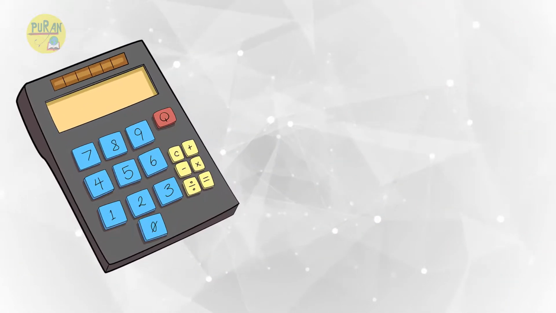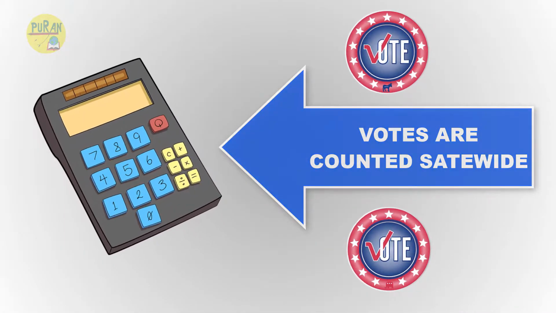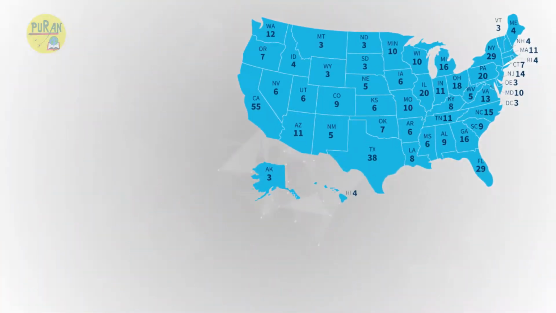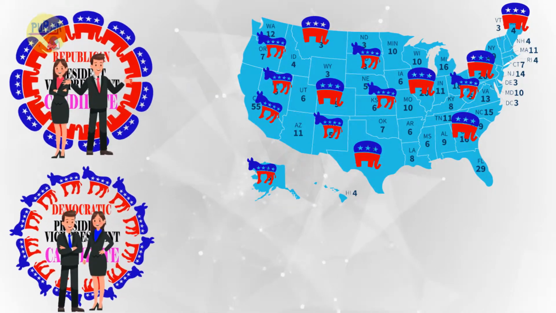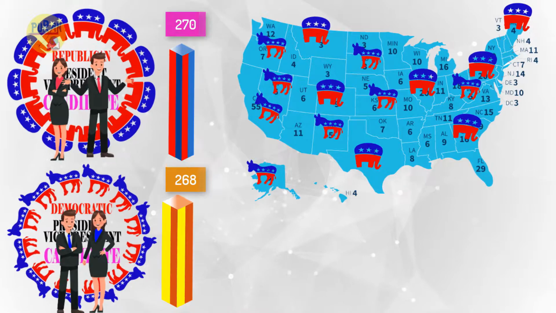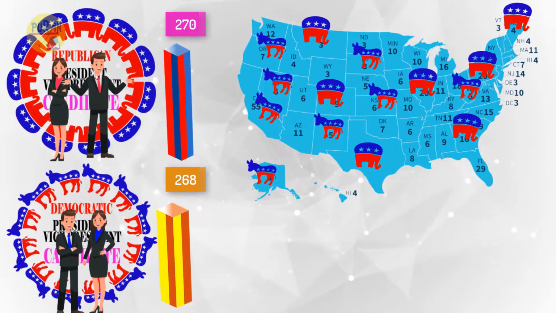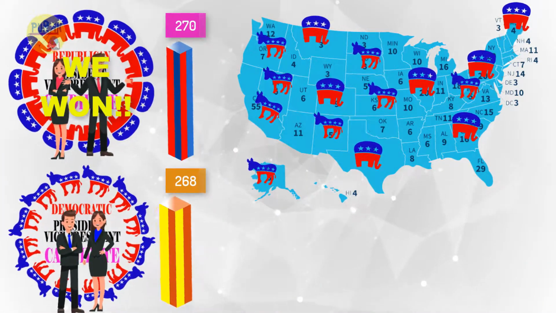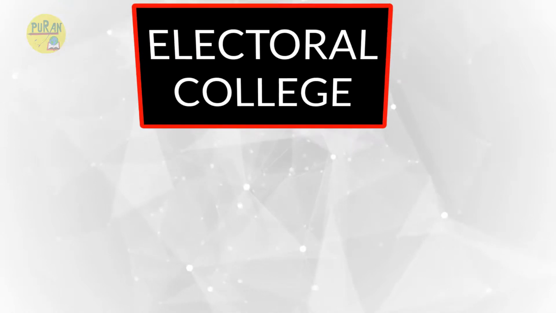That vote goes to a statewide tally. Whoever gets the majority of votes in that state gets all the electoral vote for that state. In this process, whoever secures 270 or more electors countrywide wins the presidential election. And this system is known as Electoral College.